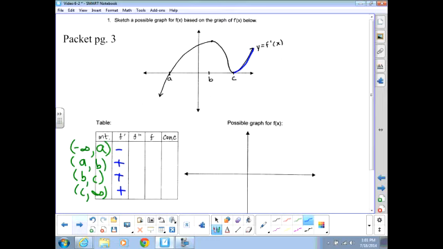Now, what that will tell us about f, we're going to skip a column and jump to f, is whether it's increasing or decreasing. Because the sign of your derivative tells you if your original slopes were positive or negative. So that tells you if you're increasing or decreasing. So we know in this f column, our first interval was decreasing, and the next three were increasing.